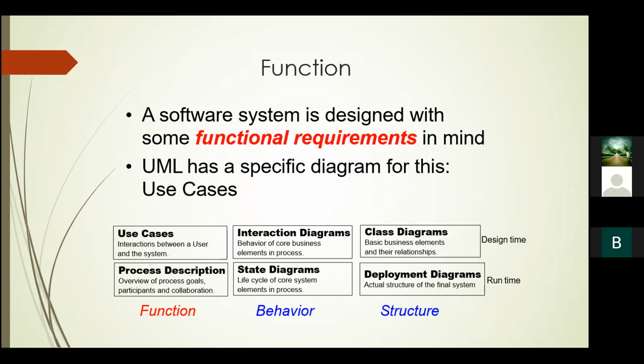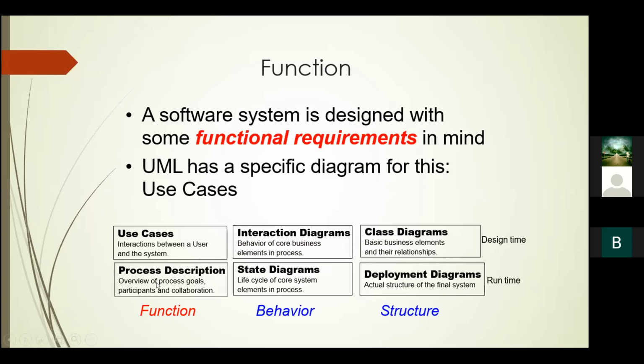So, move forward, functions. A system software is designed with some functional requirements. So usually, ito talaga yung mga pinaka-importante lalo sa evaluation ng software, which is the functionality. So how do software functions? UML has specific diagrams for this. So may mga use cases. Kung mapapansin natin dito, naka-segregate na siya. The use cases is the interaction between the user and the system.